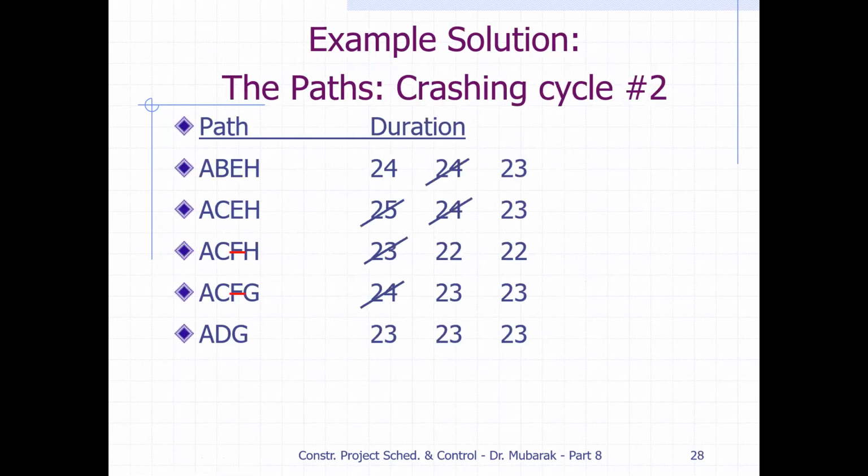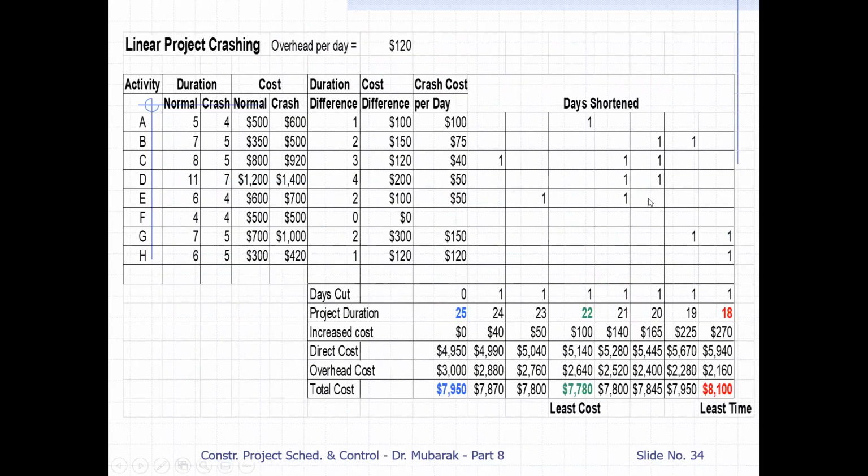So we cut 1 day from the critical path, days cut is 1 day, and the project duration has become 24 days. How much has the direct cost increased? 40. We put 40 here. 40 plus 4950 will become 4990. Now 24 multiplied by 120, so the overhead cost will reduce to 2,880. Then we add direct cost and indirect cost, so the total cost will become 7,870.